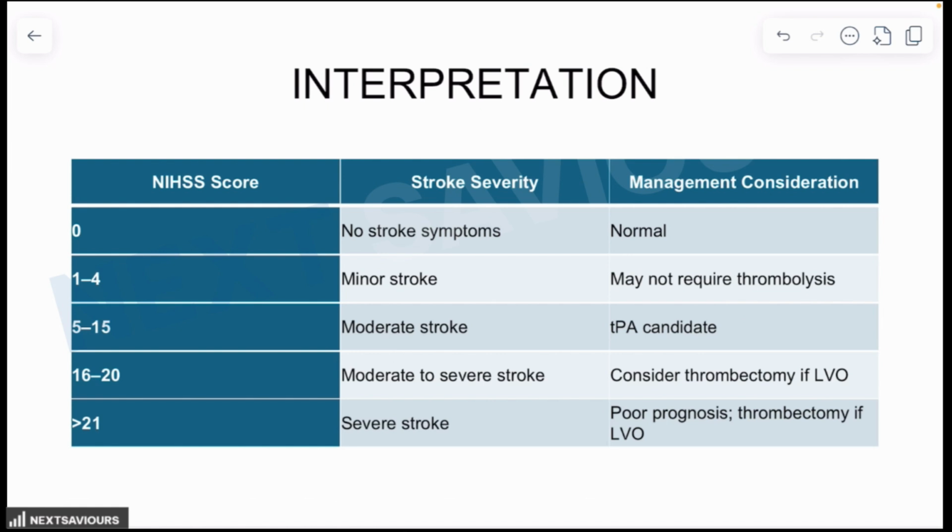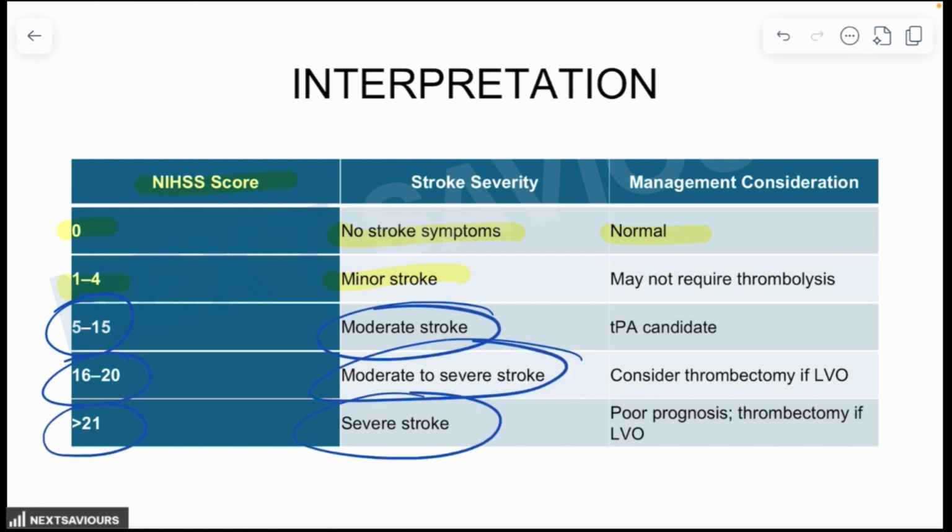For example, if the score is 0, it means there are no stroke symptoms. If the score lies between 1 and 4, it is suggestive of minor stroke. If the score is between 5 to 15, it is suggestive of moderate stroke. 16 to 20 is moderate to severe, while more than 21 is severe stroke. And this helps in defining the management of the patient.